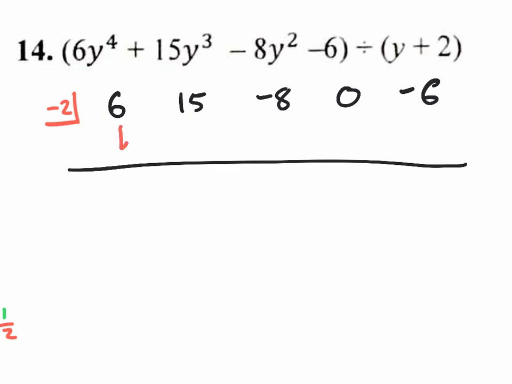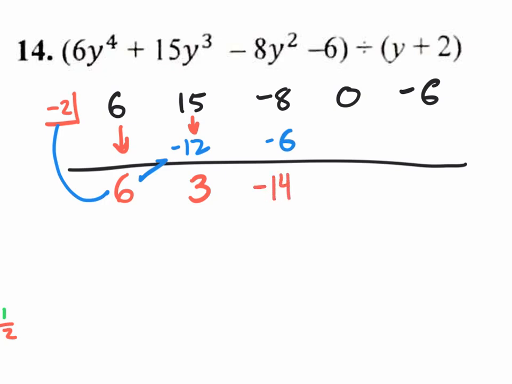As you come down, you add 6 plus nothing is 6. As you go up, negative 2 times 6 is negative 12. As you go down, 15 minus 12, that's 3. As you go up, negative 2 times 3 is negative 6. As I go down, I combine negative 8 minus 6. What's that? Negative 8 minus 6? Negative 14. Don't make a mistake.